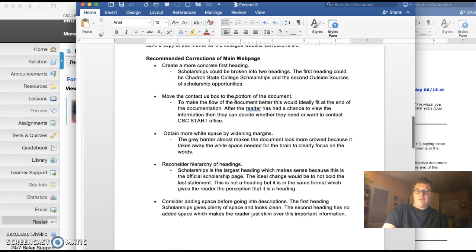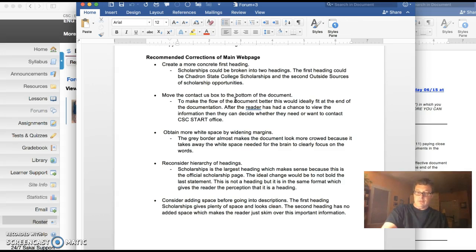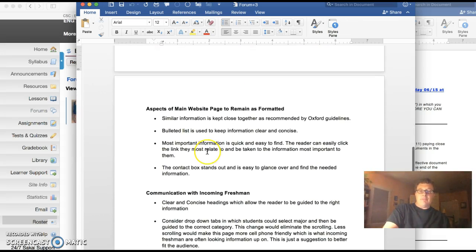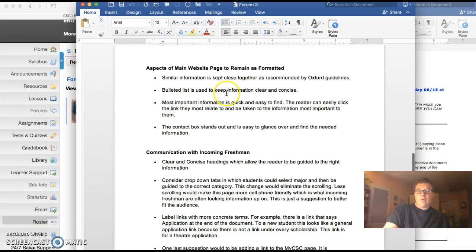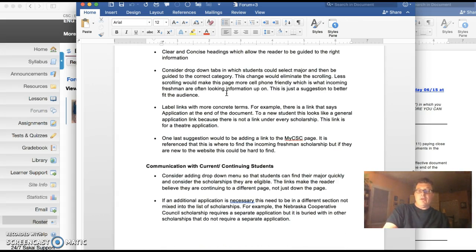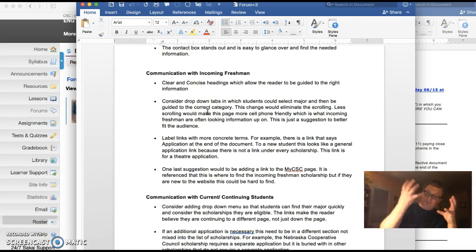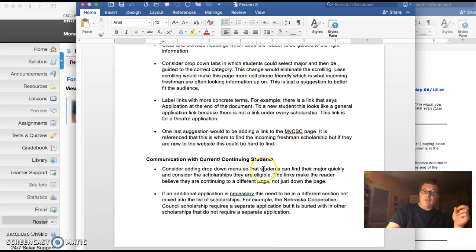Then in her memo, she has very specific recommendations, as many of you did in your memos, how to manipulate both the information and the page design to make it more reader-friendly. For example, consider a hierarchy of headings. Obviously, that was a major part of what Chapter 5 discussed. Margin control, where to put the contact information, aspects of the website to remain as formatted, the elements that seem to be working. And here we saw, as many of you pointed out, this tricky sort of idea of having to deal with communication with the incoming freshmen versus the current or continuing students.